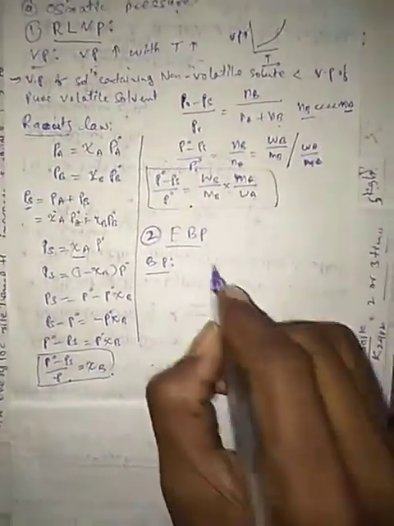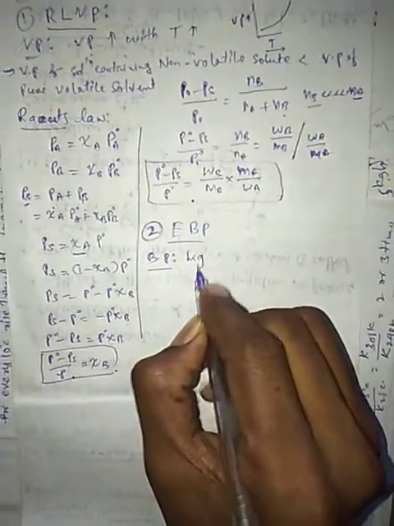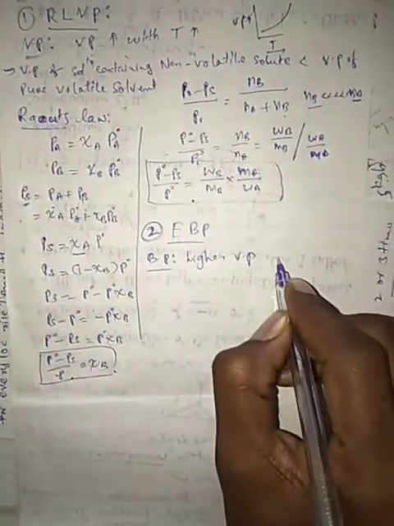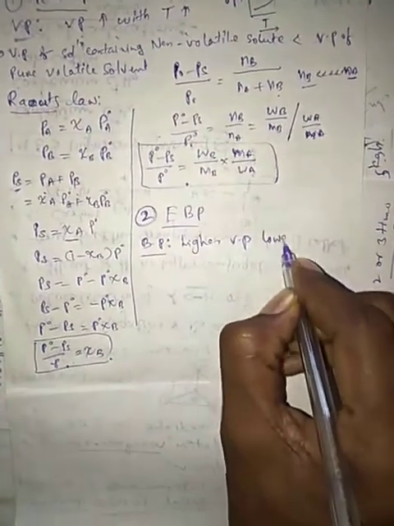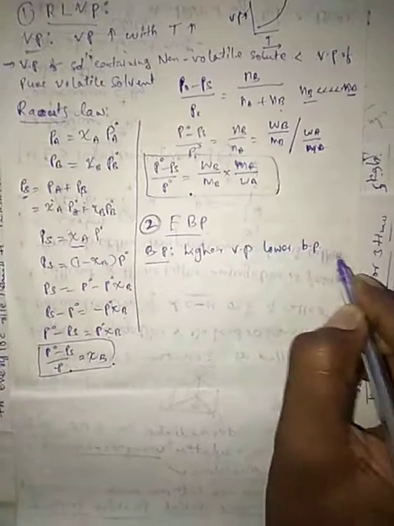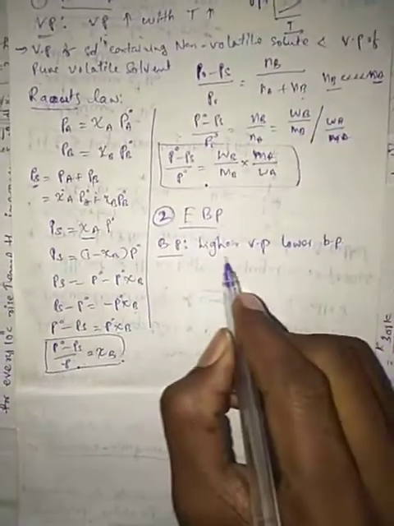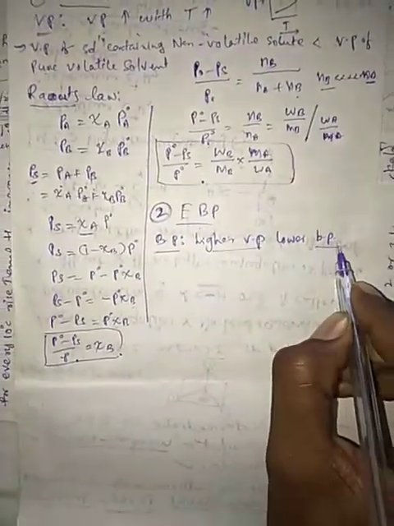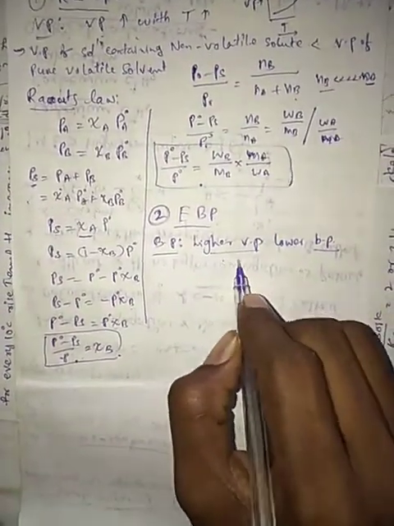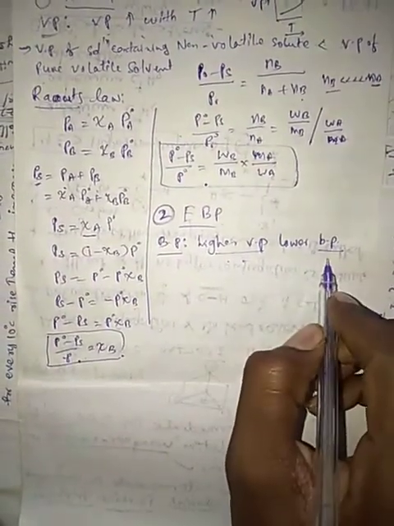Now, the higher the vapor pressure, the lower the boiling point. Means more vapor pressure, less boiling point. As the temperature increases, vapor pressure increases, but the boiling point decreases.